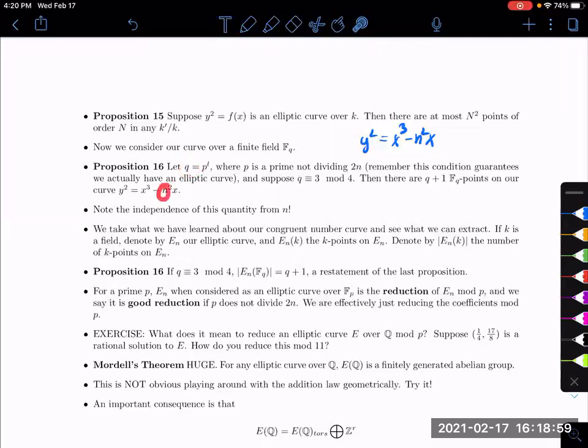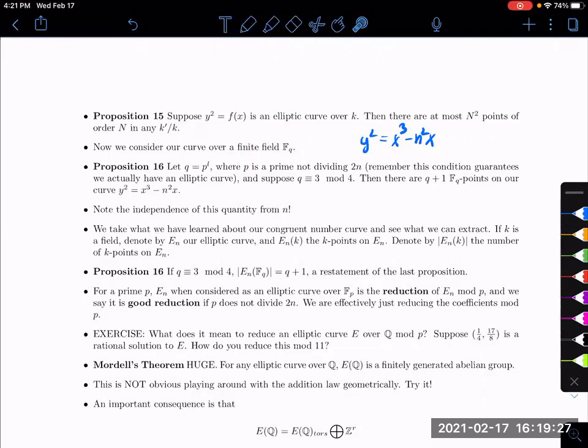It doesn't even matter what N is, which is what's remarkable. There are always Q plus 1 points whose coordinates live in FQ on our elliptic curve. So really, I want you to note that this quantity, telling us the number of FQ points, is independent of N. N can be anything, and this is still true. And we will use this fact later.